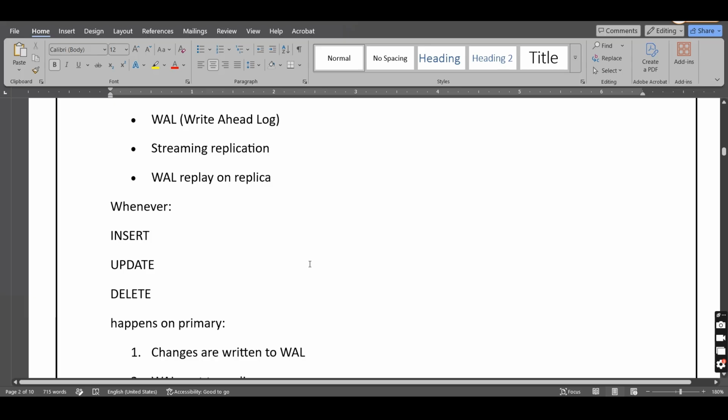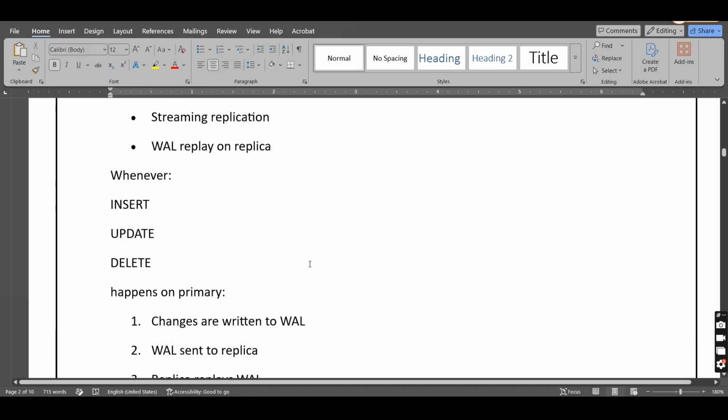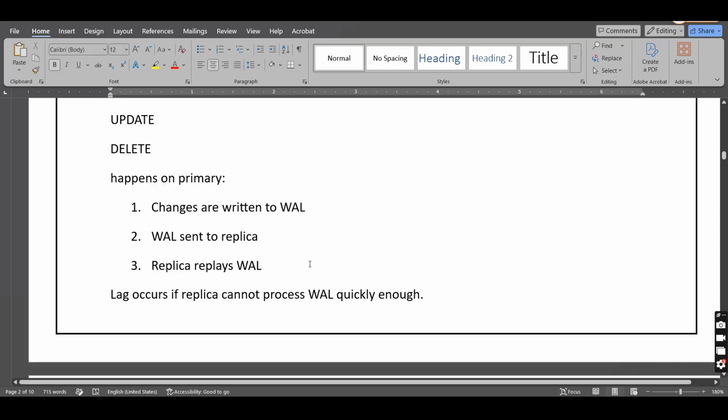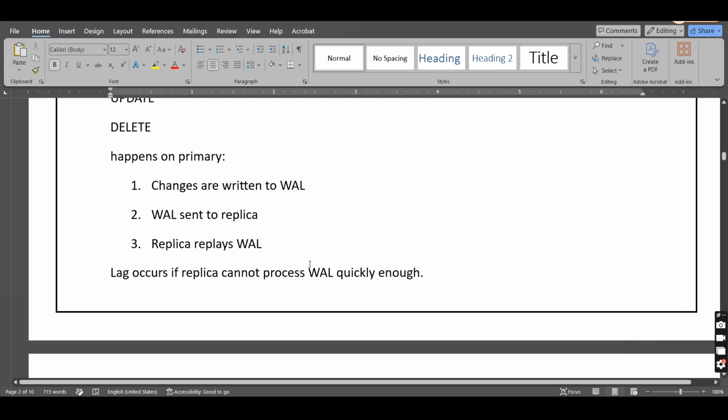So up next, whenever you insert, update, or delete, if you perform any operation on a primary instance, the changes are written to the WAL log, and then the WAL is sent to the replica in order to make the changes inside that standby instance. The replica replays the WAL. Lag occurs if the replica cannot process WAL quickly enough. So here is another point to take care of.